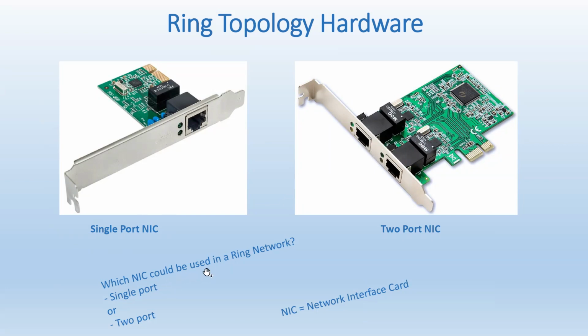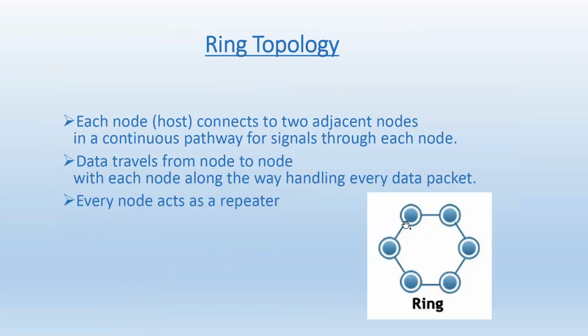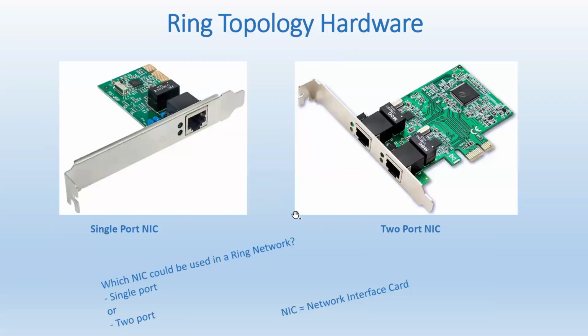Which NIC would be used in a ring network? Single port or two port? NIC is the network interface card. Of course, double port. Yes, double port, for the most part, because you have two connections to each node, so you have to have two connections. And that would be for the physical topology or physical geometry.